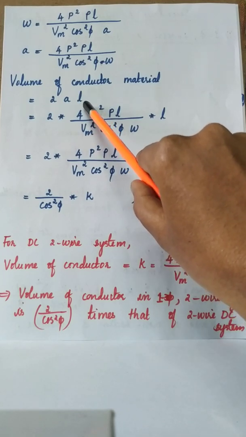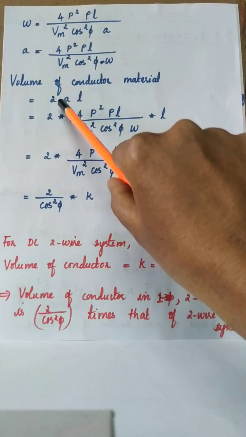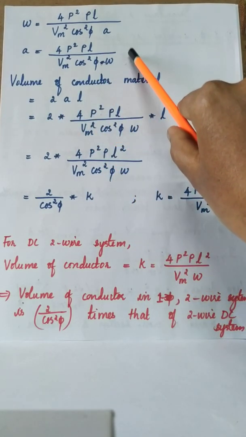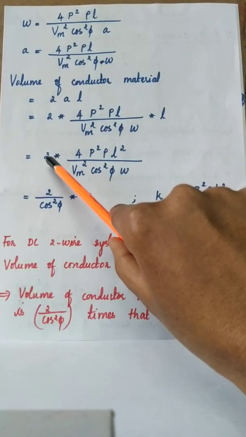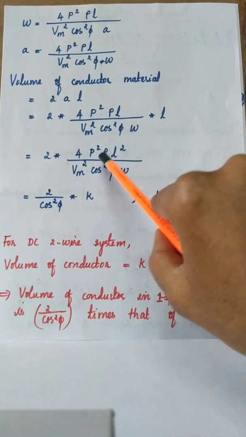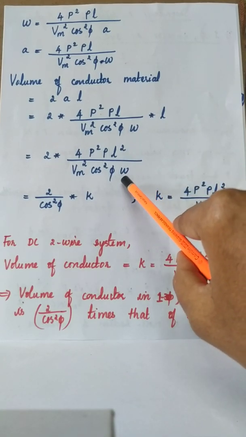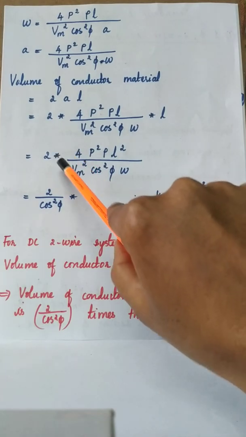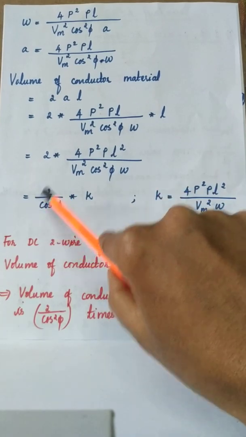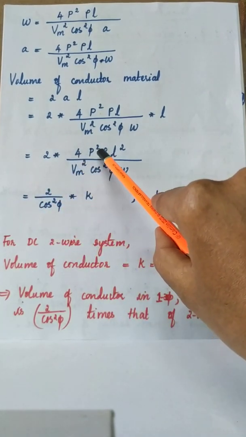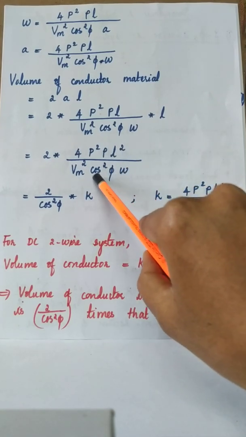We have two conductors, one phase and one neutral, so the volume of both conductors in the two-wire system is 2 into A into L. From this equation, substitute for A. Then you will get 2 into 4 P square rho L square by Vm square cos square phi into W. Now we do some rearrangement: we separate the 2 by cos square phi term, and all the remaining constants, 4 P square rho L square divided by Vm square W, we consider as K.